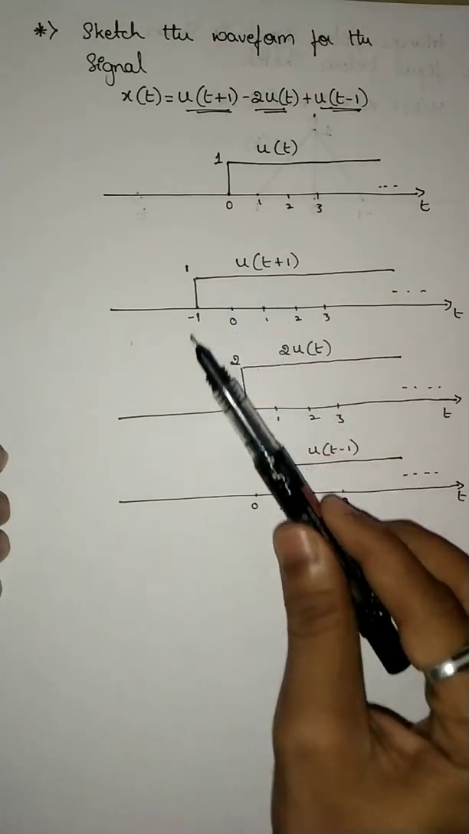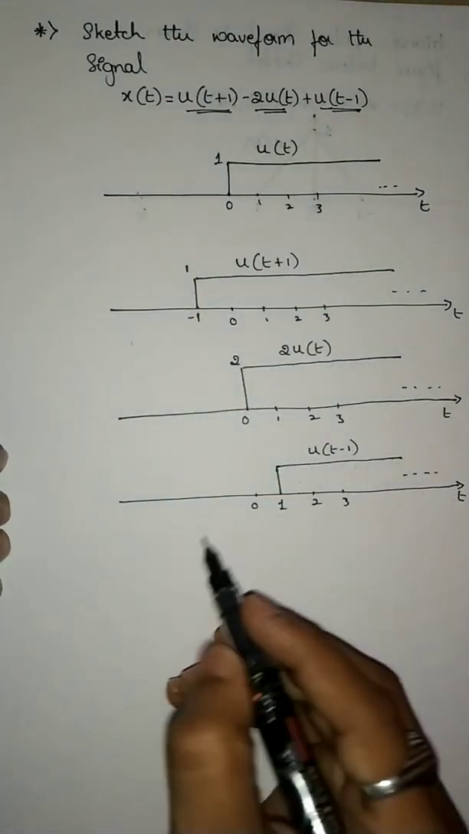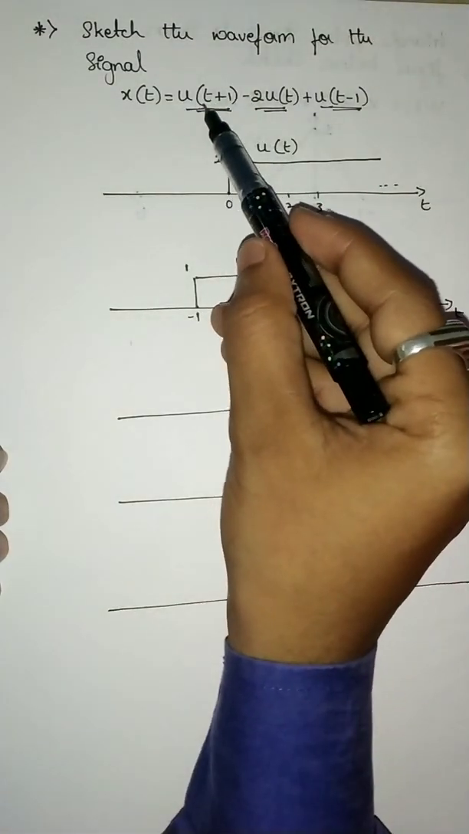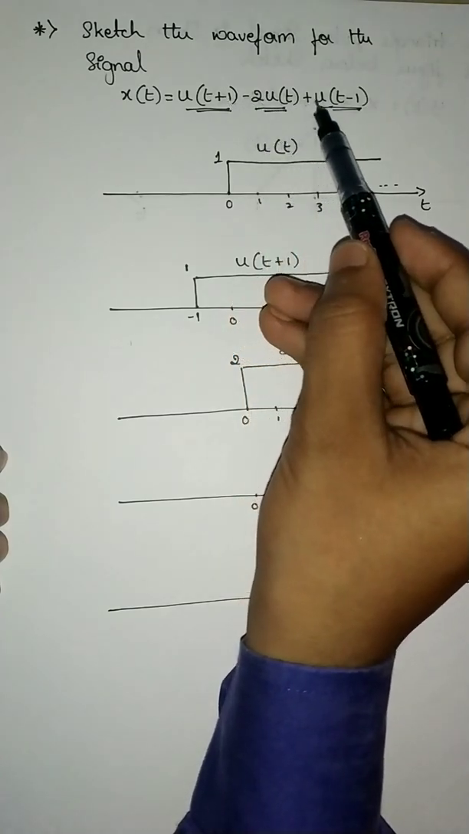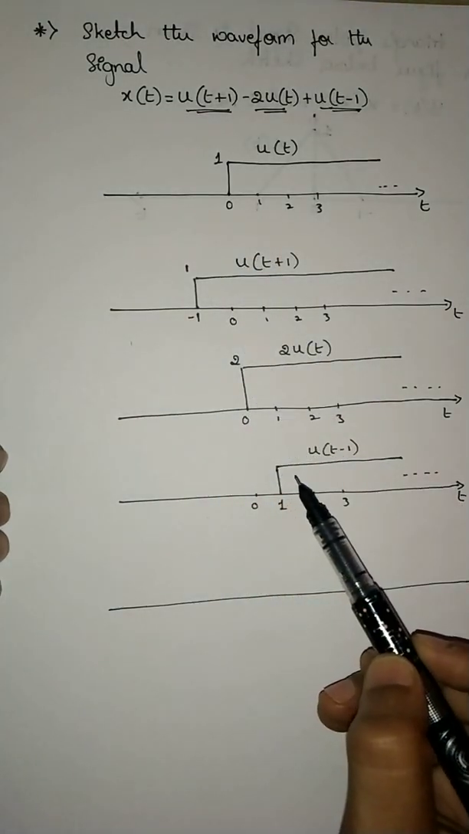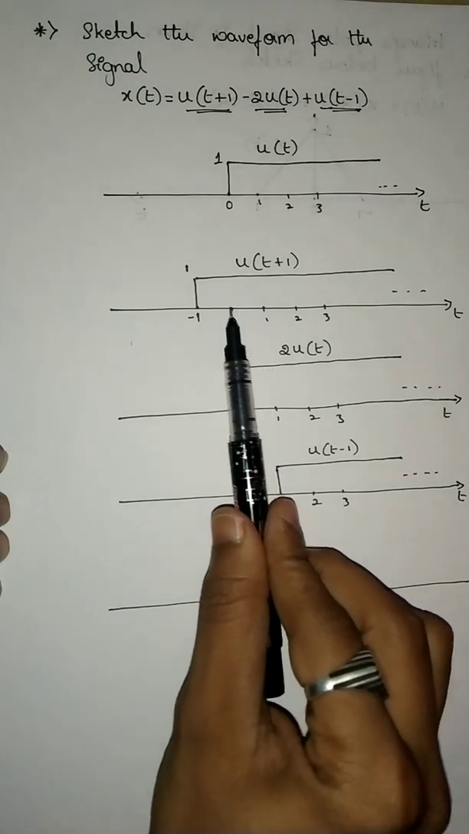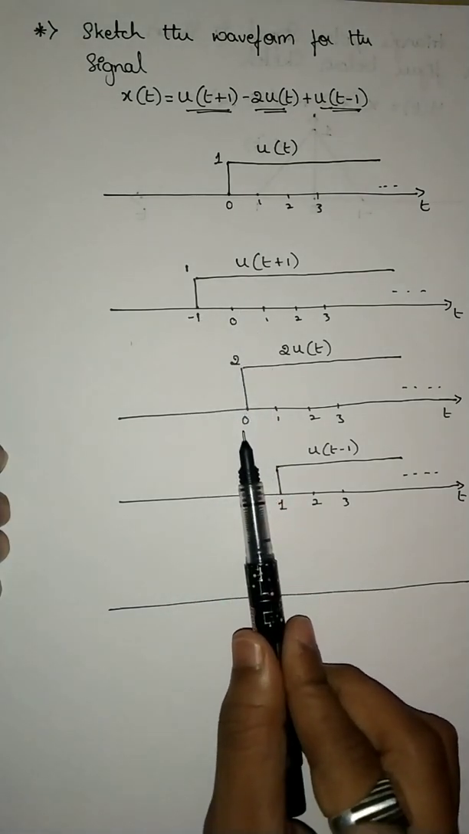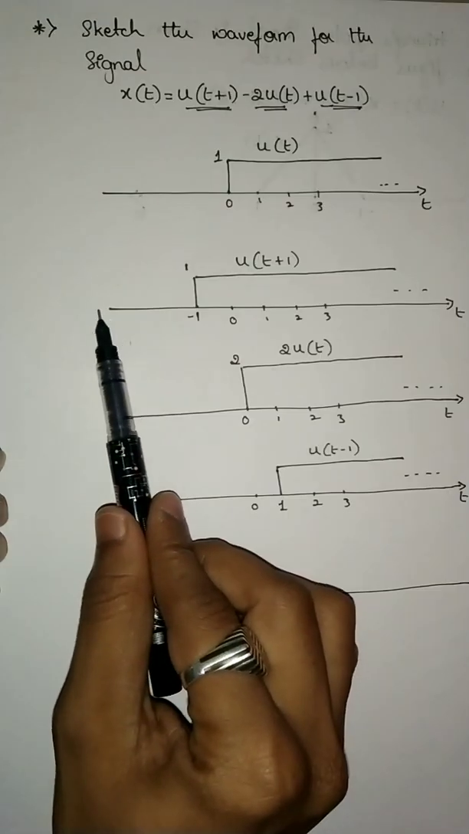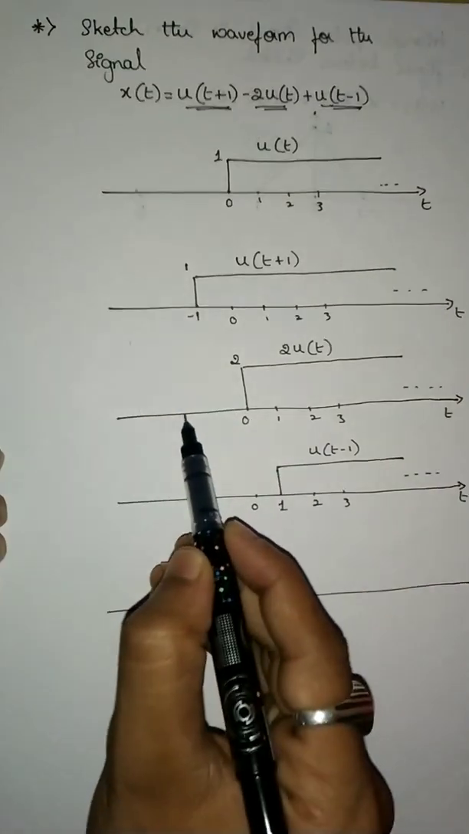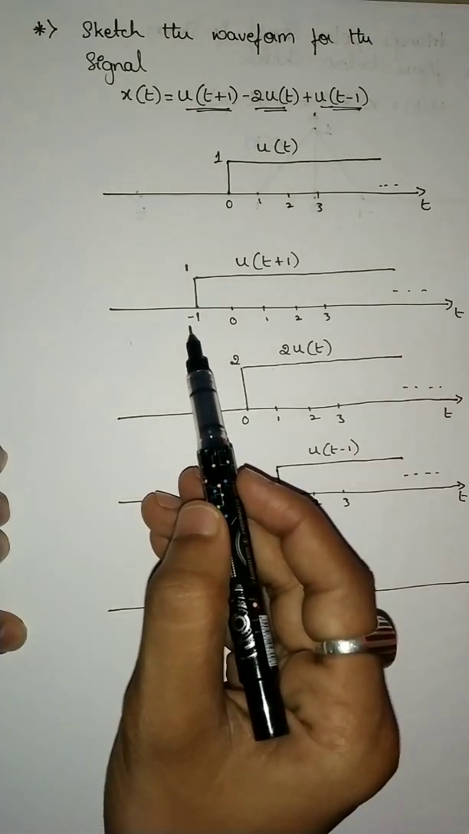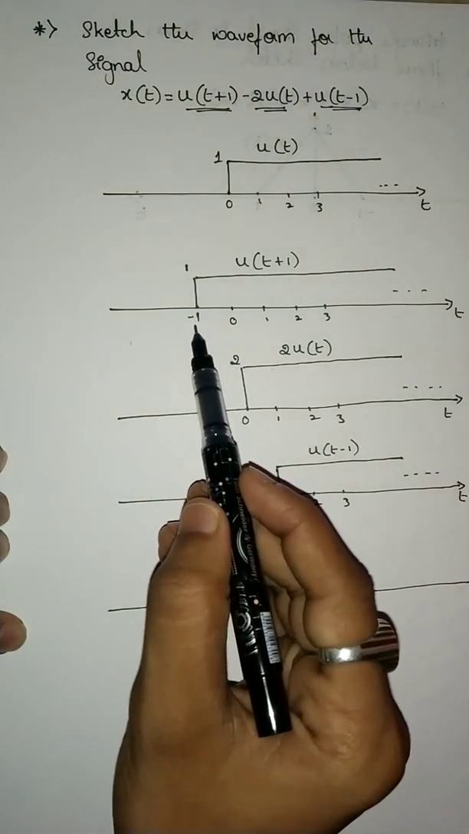Now we are going to add these three to get x of t. Let us add all the three signals: u of t plus 1 minus 2 times u of t plus u of t minus 1. You can see from these three signals, the first starts at minus 1, the second starts at 0, the third starts at plus 1. Before minus 1, all the signals have amplitude 0, a flat line at 0. The actual signal starts at minus 1.